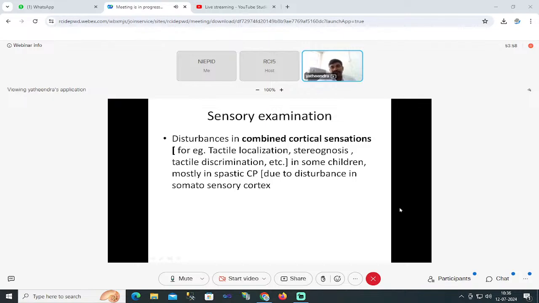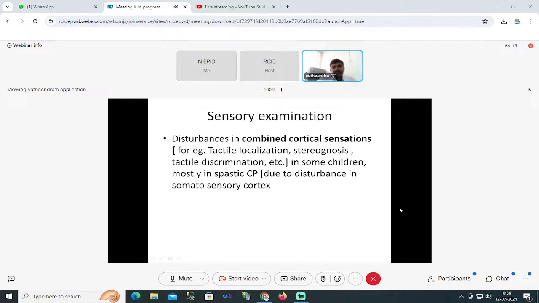Because in case of brain damage, all these senses can be affected. Then tactile discrimination: we need to take two sharp objects and touch, and the patient should be able to differentiate whether we are touching with one sharp object or two sharp objects. That is called tactile discrimination.